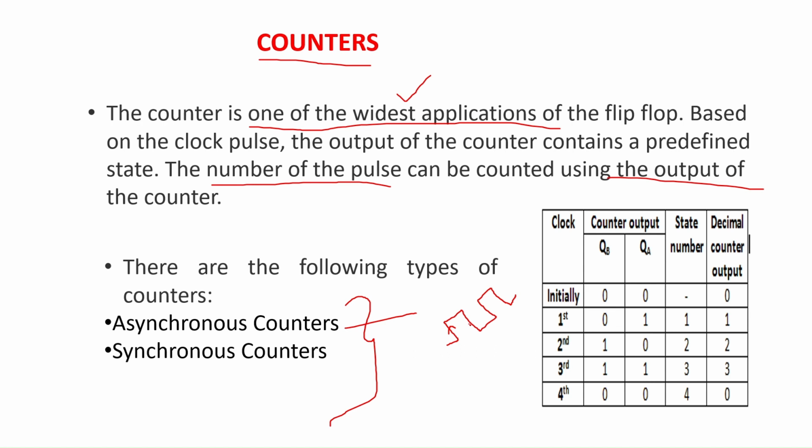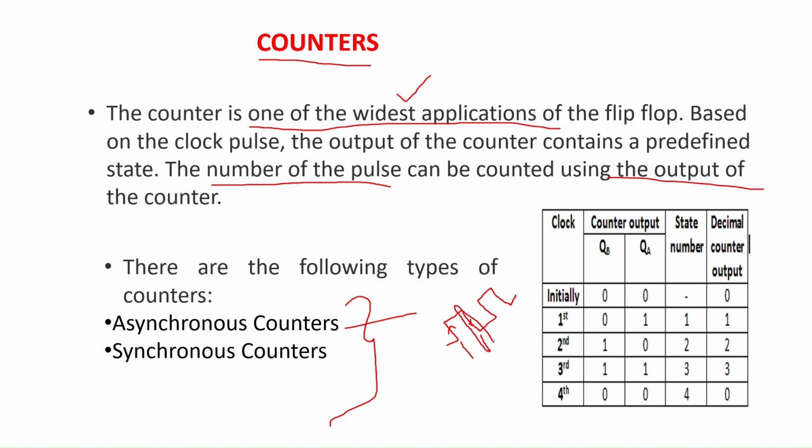Generally, there are two types of flip-flops called positive edge-triggered flip-flop and negative edge-triggered flip-flop. In a positive edge-triggered flip-flop, the count will be increased when this phase of the clock signal is applied. In a negative edge-triggered flip-flop, the count will be increased when this phase of the clock signal is applied.